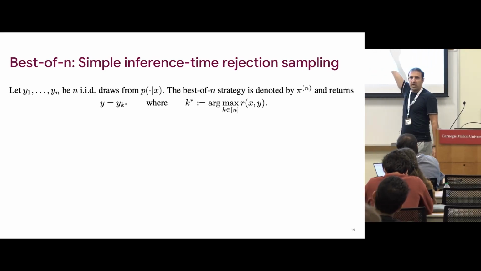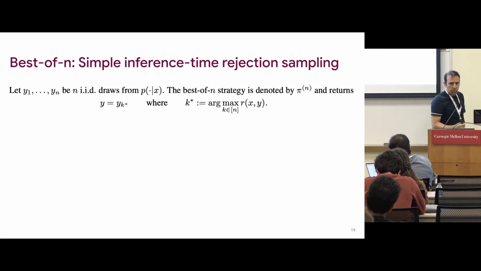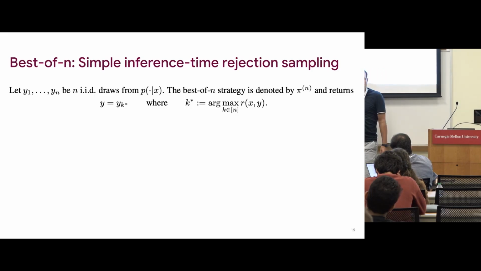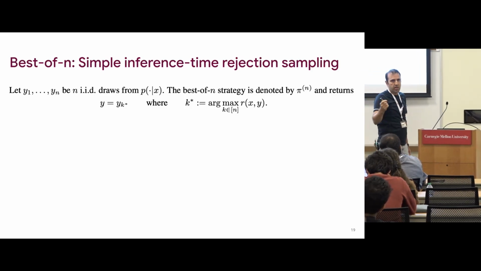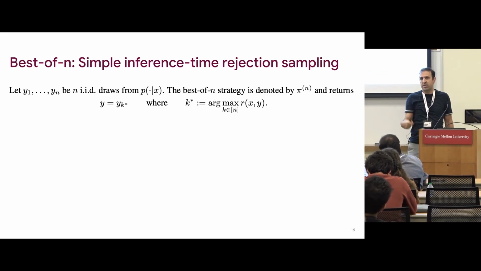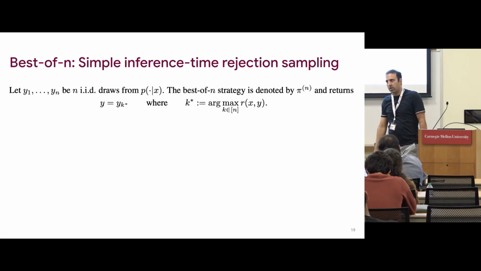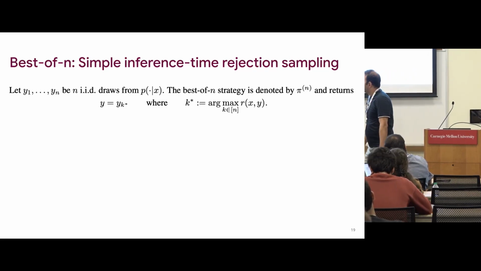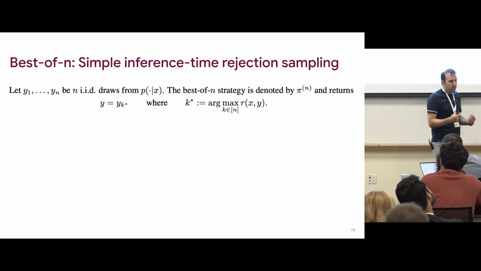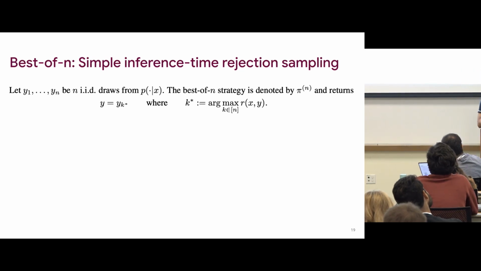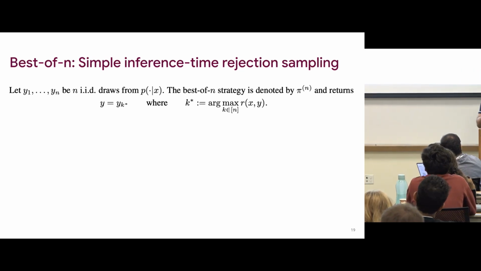Reward function R, let's say that's your safety reward. So we are going to generate n responses from the model that we have, and then we are going to pick the best one. I'm just going to generate n responses, pick the most safe one, and serve that to the user. And this algorithm has been used extensively in many different contexts.